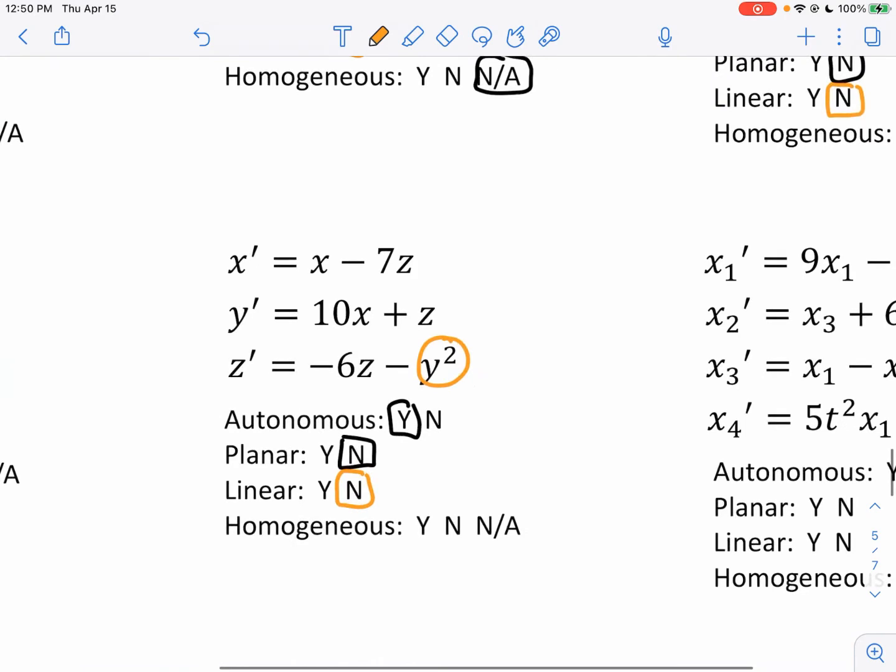Is it homogeneous? Well, it's not linear, so we don't bother with the homogeneous. So we'll say not applicable.